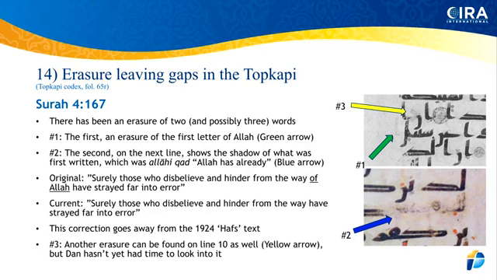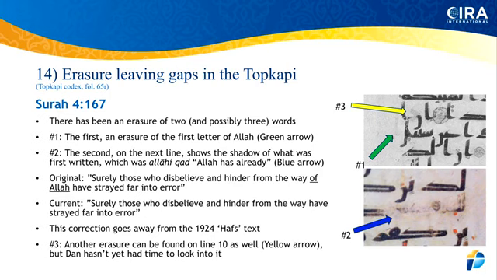Now, this is Surah 4, Ayah 167, and you can see, look at number 1, the green arrow. Take a look at the green arrow, which is right in the middle. And you will see there's an eraser there. Can you see? It's very faint. It's an eraser of the first letter of Allah. There is the Aleph of the first letter of Allah. That's the green arrow.